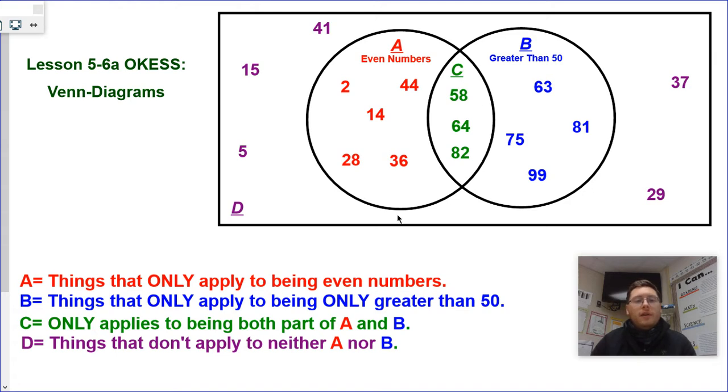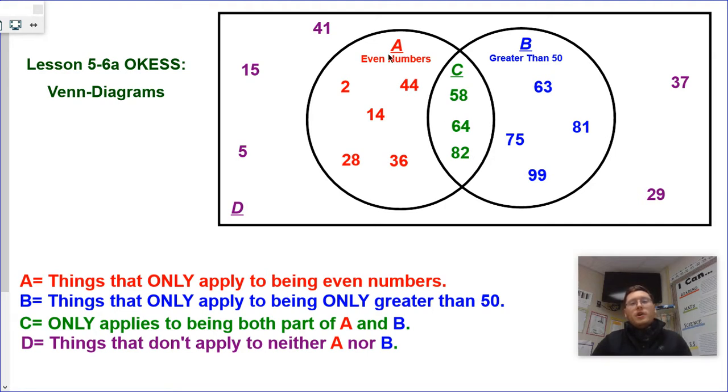Now, we come to C. This only applies to being both part of A and B. So all of these numbers are even numbers, and all of these numbers are greater than 50. So this is like a difference, similarity. This is what A and B share in this column right here, in this overlap. So 58 is an even number and it's greater than 50. 64, even number, greater than 50. 82, even number, greater than 50.